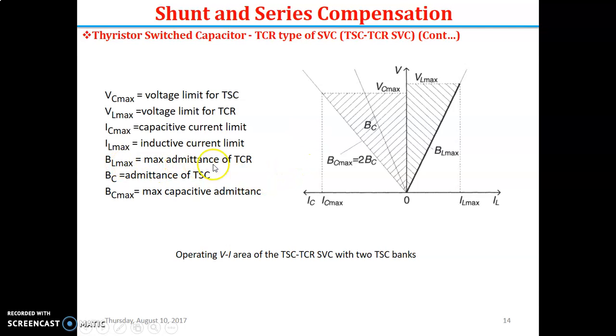BL max is the maximum admittance of the TCR, and that is fixed because the TCR branch will be only one. BC is the admittance of the TSC. So for one TSC branch there will be BC, for 2 TSC branches there will be 2 BC, for 3 TSC branches 3 BC, and so on. So depending on the number of TSC branches, we will get BC max equal to N, that is the number of units, multiplied by BC, that is the admittance of one TSC branch.